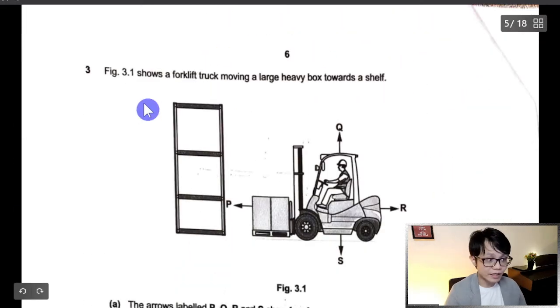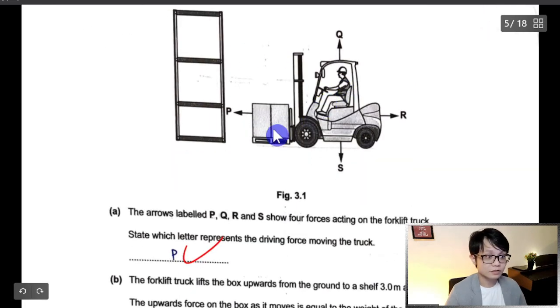Number 3 shows the forklift truck moving a large heavy load. So what is this? Maybe it's friction. R will be the friction or drag. P will be the thrust. S will be the gravity. And Q will be the... Is there any Q here? I cannot see any Q here.